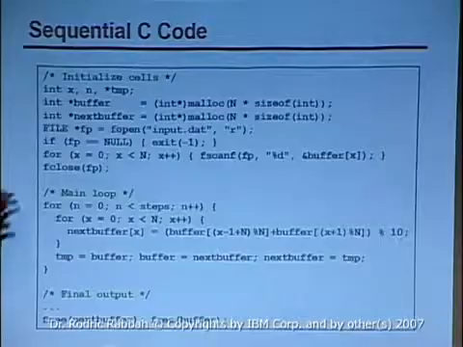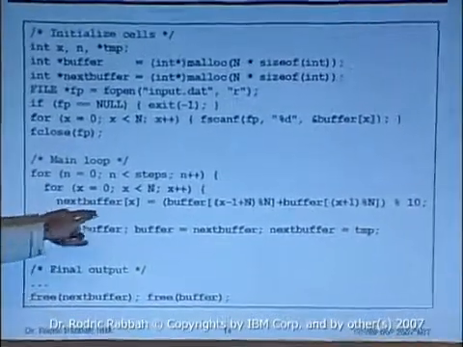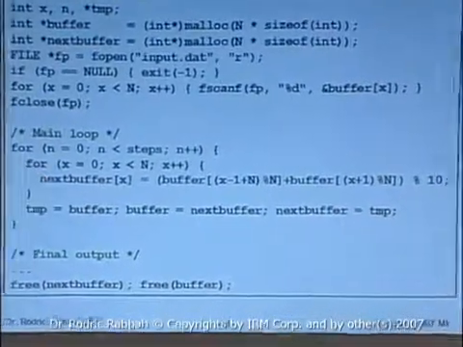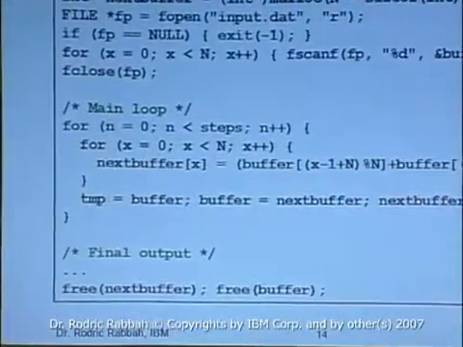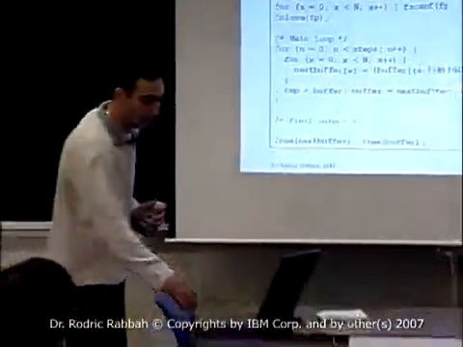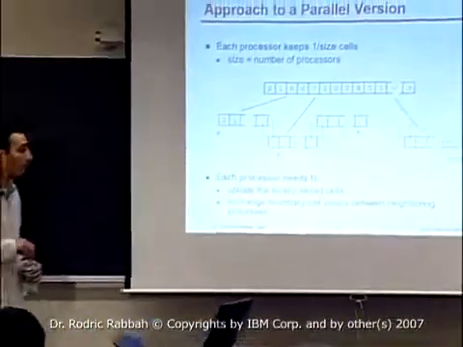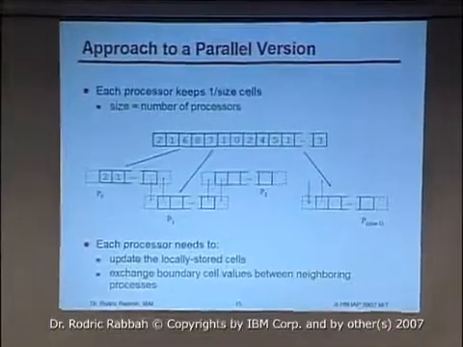Sequential C code. My two buffers, here's my loop. I write into one buffer, and then I switch the two buffers around. Any questions so far? OK. So now, what are some things that can go wrong when you try to parallelize this?